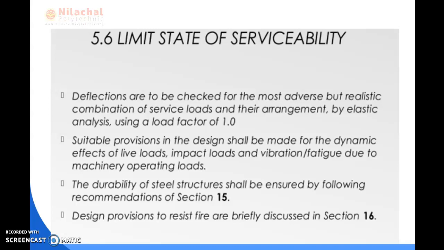The durability of the structure shall be ensured by following the recommendations of section 15 of IS 456. Then the design provisions to resist fire are briefly discussed in section 16. For the limit state of serviceability, the details of the design provisions about fire and proper safety are provided here. We can consider them from IS 456.